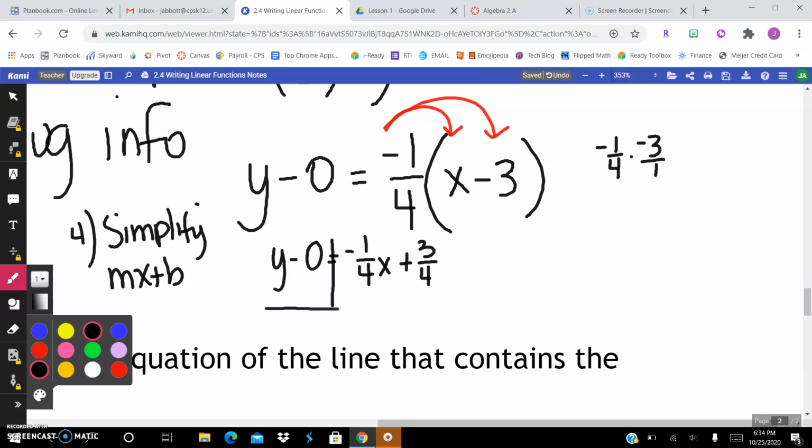Then we have one more step. We have to get rid of this 0 over here. So I'm going to show this step because you're going to have to do it. But in this case, it's 0, so you really don't have to in this particular problem. But if it were y minus 1, we're going to have to add 1 to both sides. So I'm just going to show the work out so you can see what it would look like. So this side is y, this side is negative 1/4 x, and 3/4 plus 0 is just going to stay 3/4. And there's our answer in the mx plus b slope-intercept form.